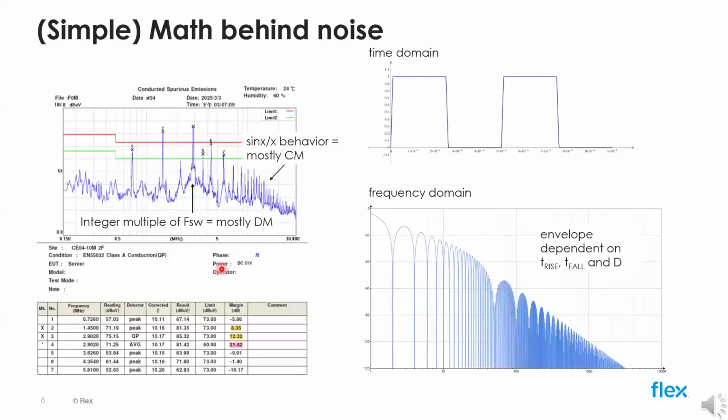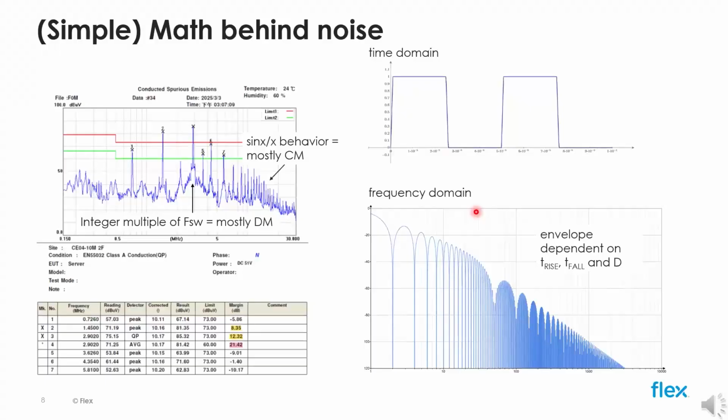Here we can see a typical conducted emission test result. A typical switch mode power supply voltage or current waveform in the time domain and its corresponding frequency domain spectrum. It's important to understand the relationship between time and frequency domain for common power supply switching waveforms.